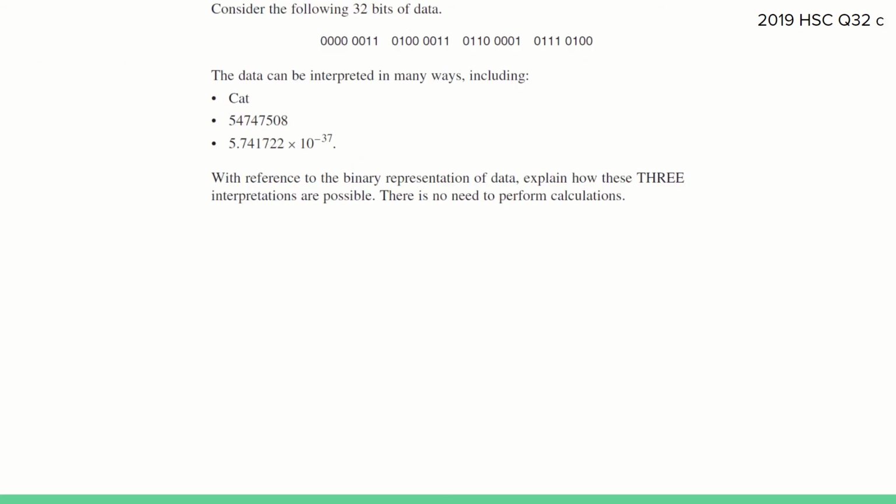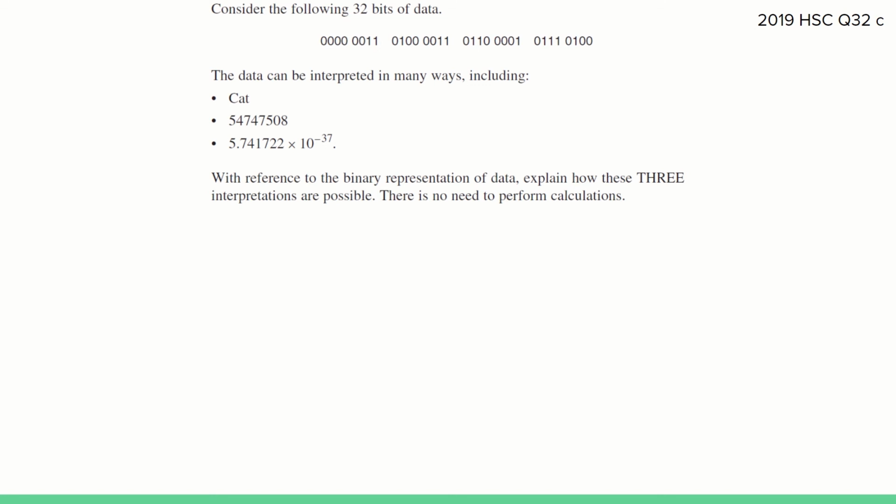Now, this one's a doozy. Question 32C from that 2019 paper. So we have 4 bytes of data, so 32 bits. That data can be interpreted in many ways: so capital C, cat, or uppercase, then you have 547,47508, and then we have 5.741722 times 10 to the, yep.